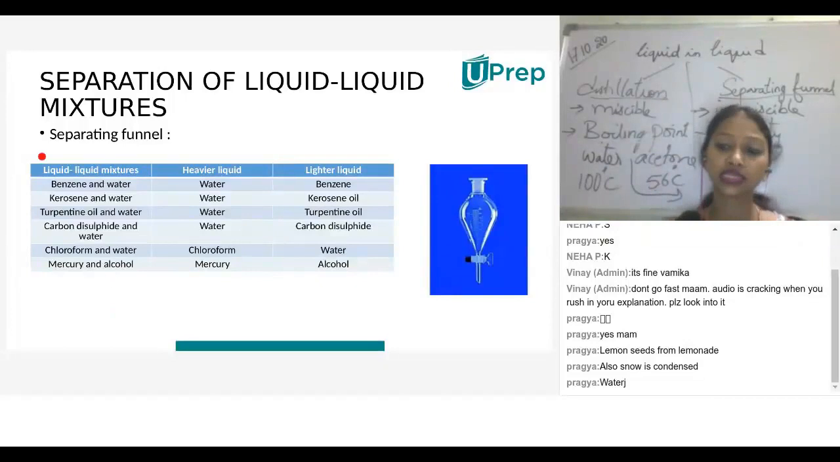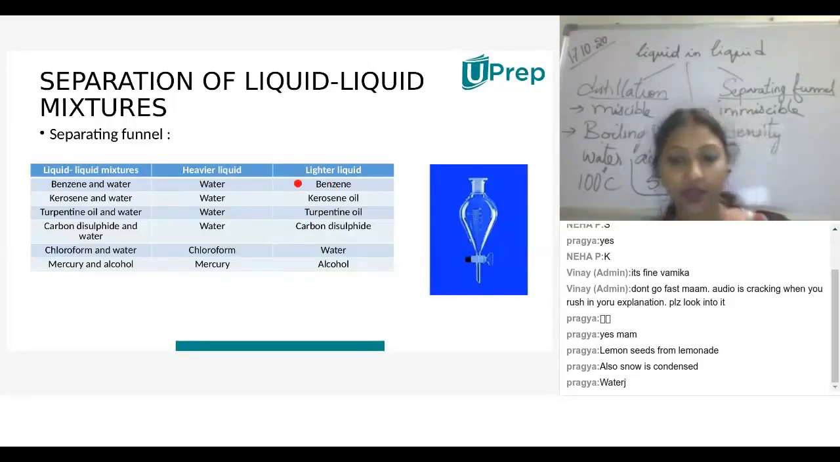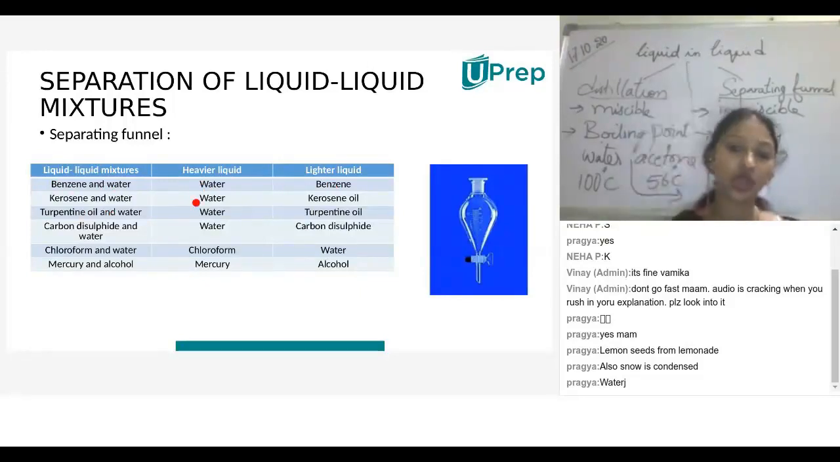So here we can see benzene and water. Water is heavier, benzene floats on the surface. Kerosene and water: water is heavier and kerosene floats on the surface. Turpentine oil and water: water is heavier and oil floats on it. Carbon disulfide and water: water is heavier and carbon disulfide floats on the surface of water.